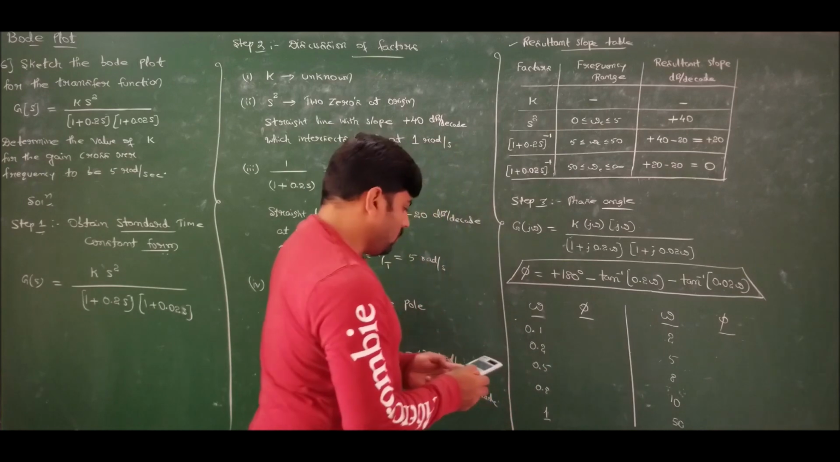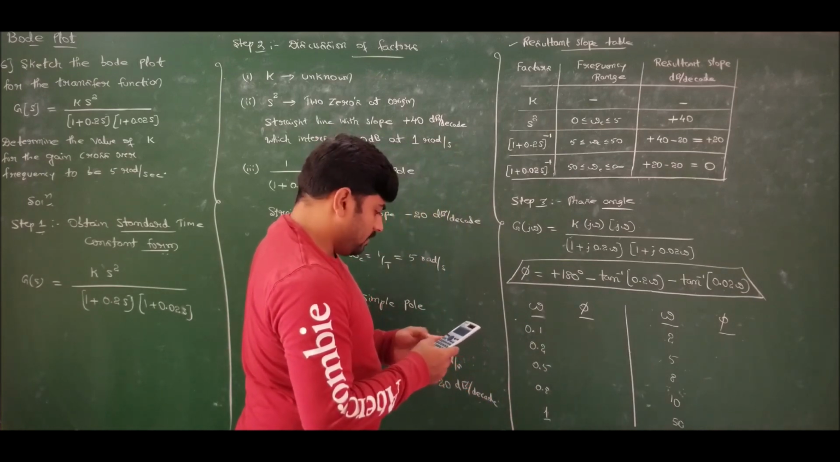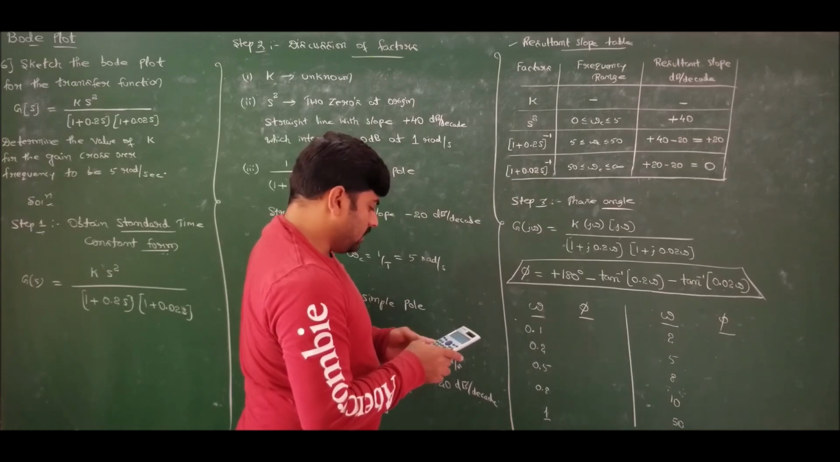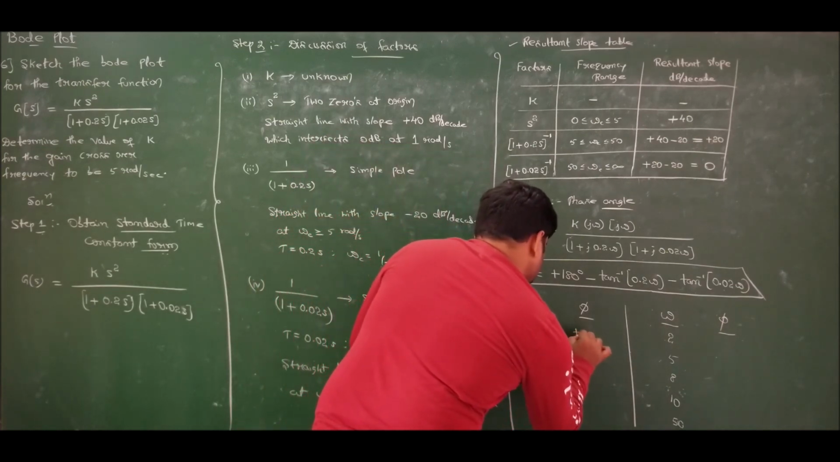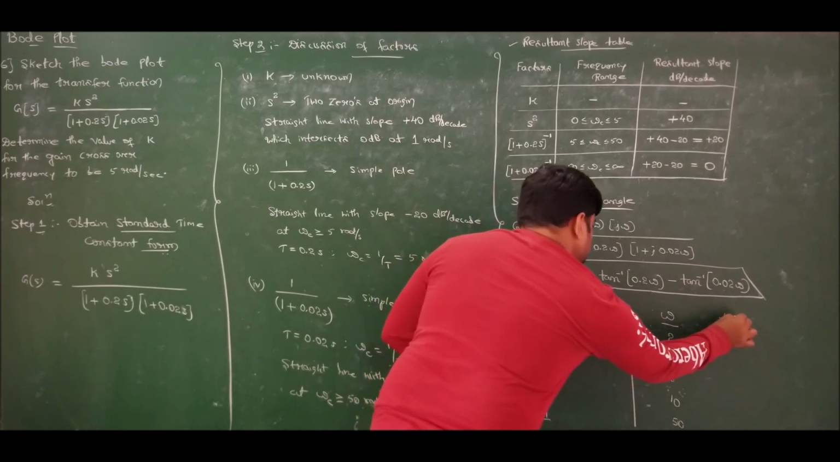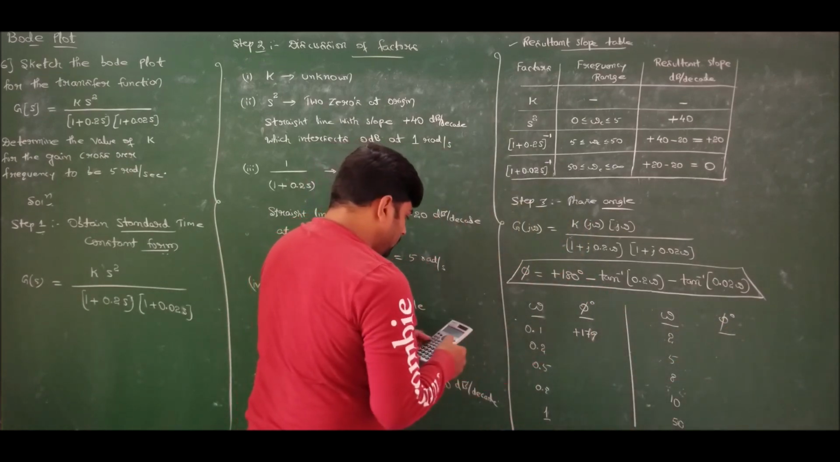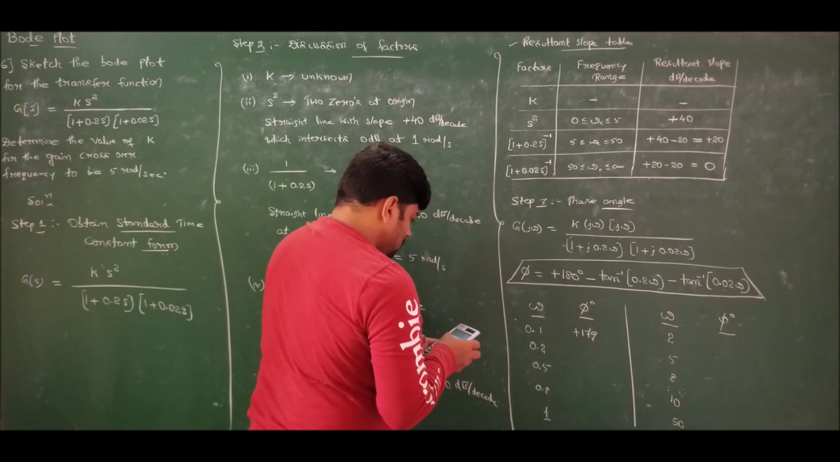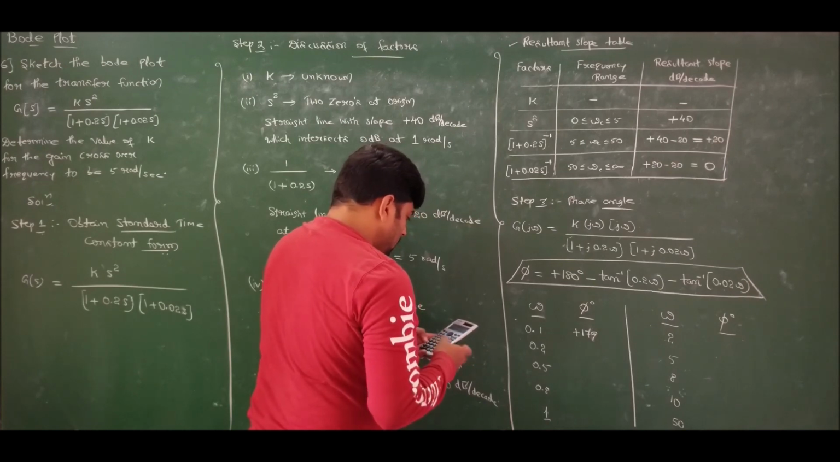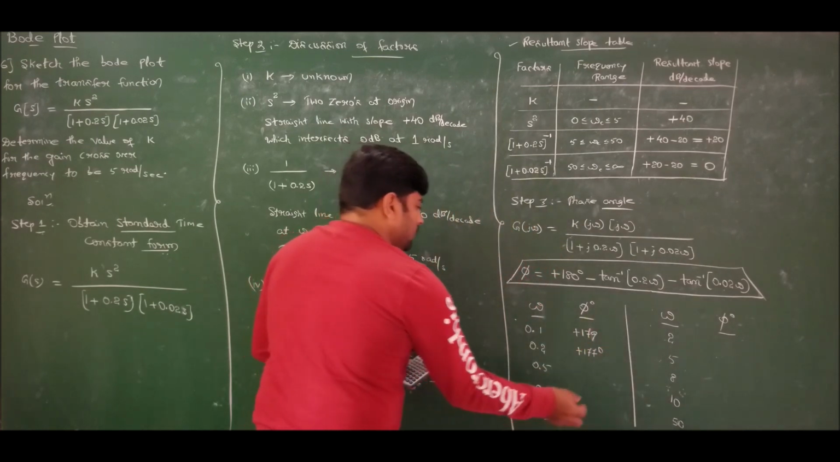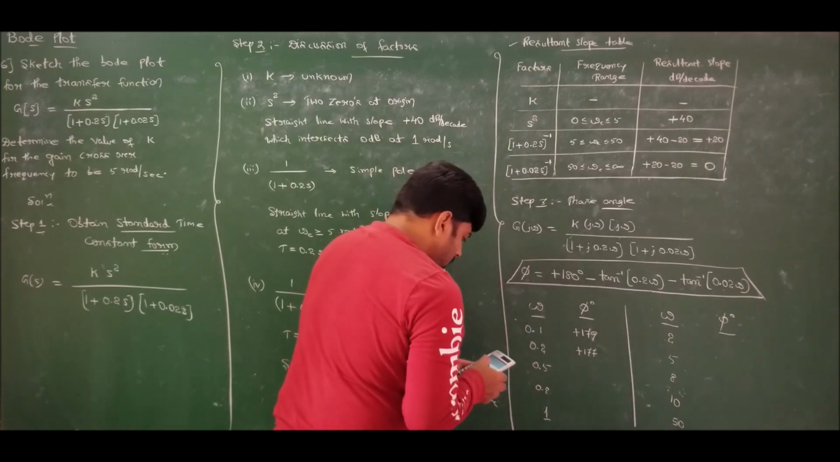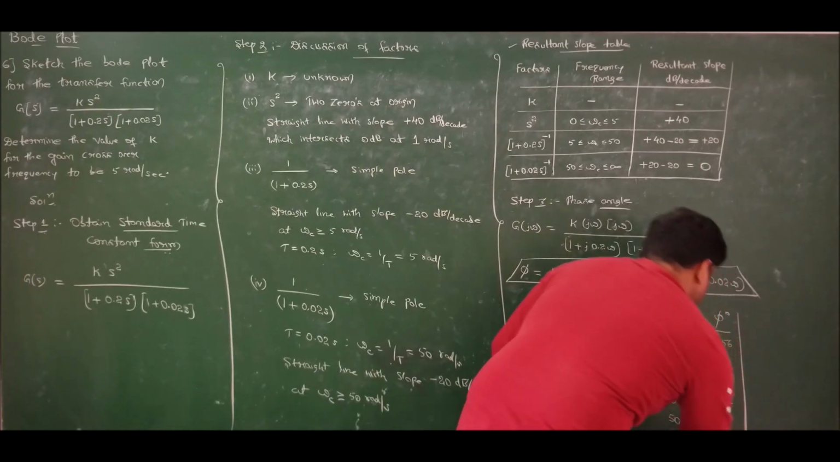Now substitute and calculate. If I go for 0.1, it is plus 180 minus tan inverse of 0.2 into 0.1 minus tan inverse of 0.02 into 0.1. I will get the phase angle as plus 179 degrees. So similarly you compute all the values. Go for 0.2. So if I go for 0.2 radians per second, I will get the answer as 177 degrees. Similarly find all the values. For 0.5, for 50 I got it as plus 51 degrees.